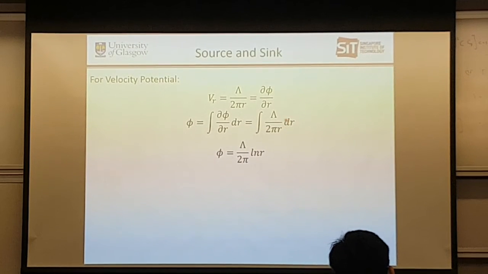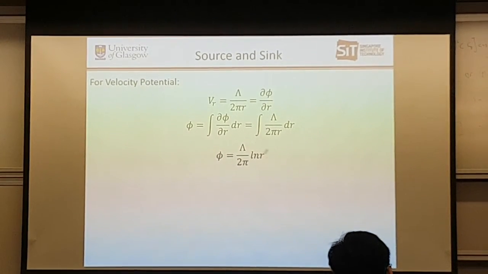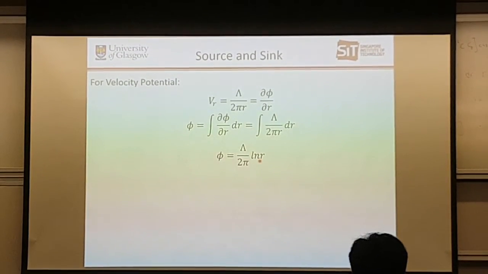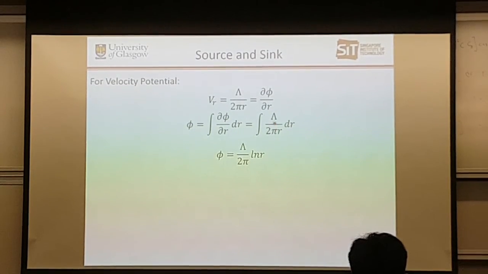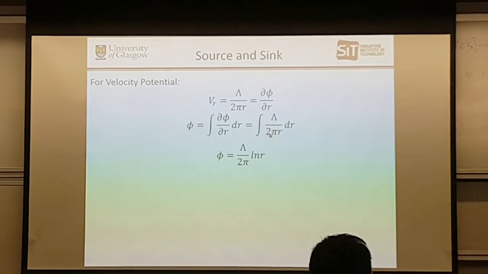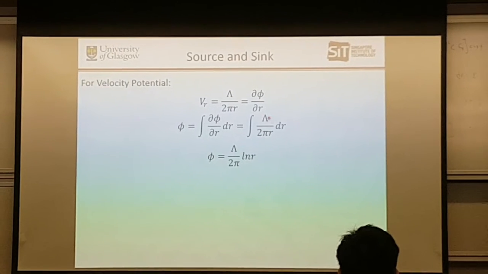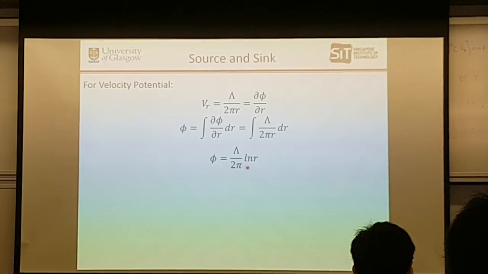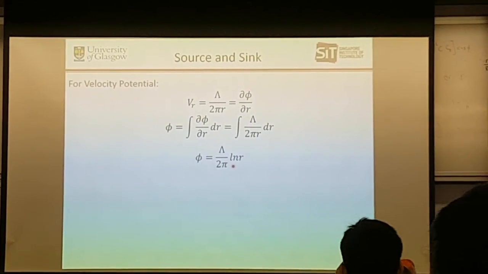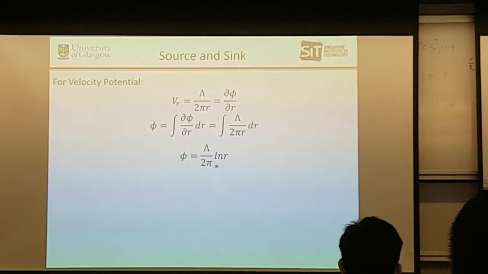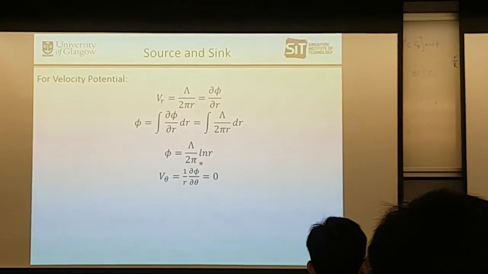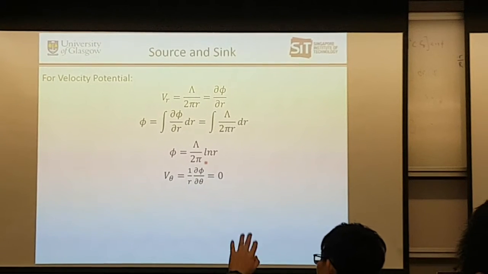Does anyone have any problem from this second line to the next line? Do you understand how I get ln here? It's because the source strength is constant and the 2 pi is constant. Basically, I'm just integrating 1 over r dr, so I get my ln r here. Again, your V theta equals 0.